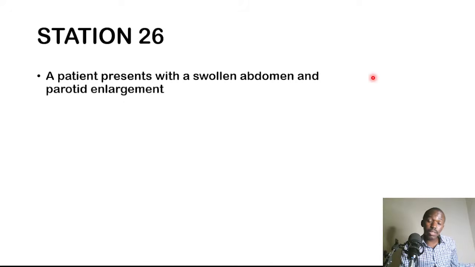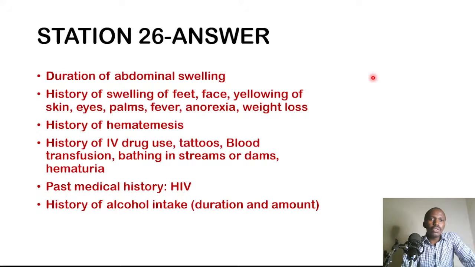Then you also have some features that are due to, of course, estrogen excess. So things like palmar erythema, things like your maldistribution of hair, your testicular atrophy, your gynecomastia. Those are due to excess estrogen in the body. So you're going to be asking for the duration of the abdominal swelling. Do they have any swelling elsewhere? So do they have swelling of the feet, swelling of the face, yellowing of the skin, the eyes, the palms, if there's any fever, if there's any anorexia, is there any weight loss?